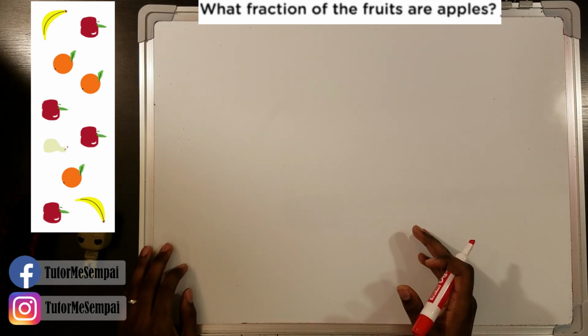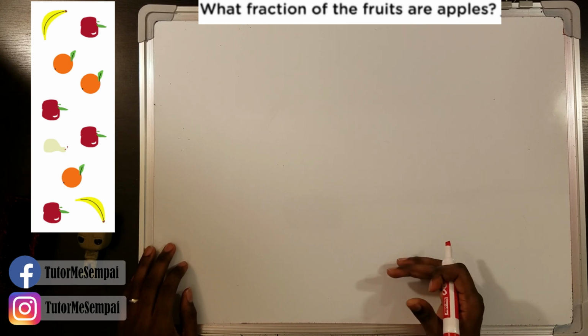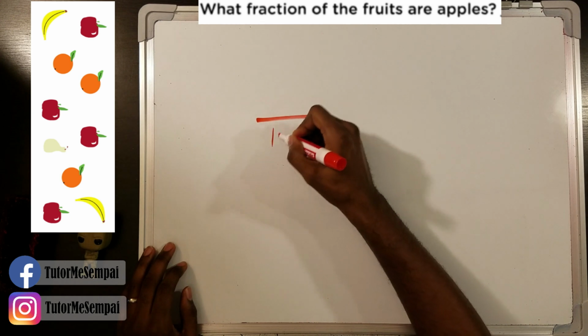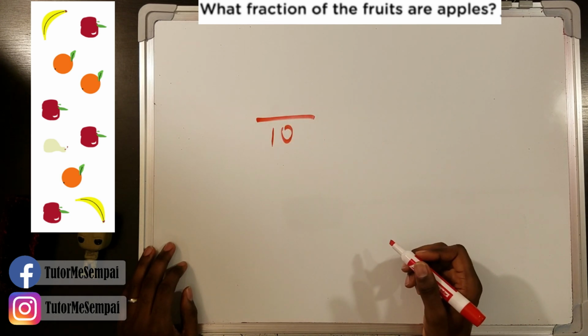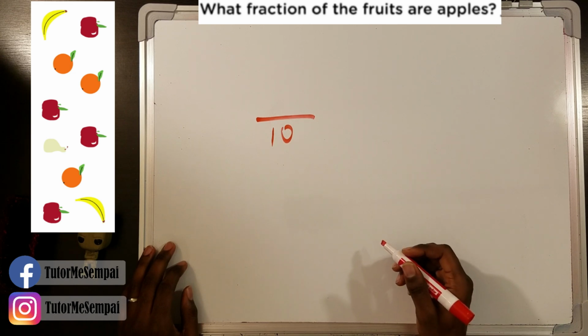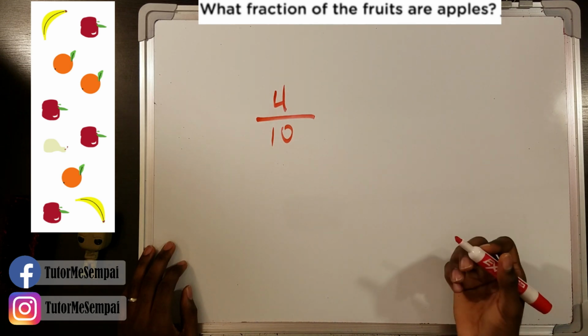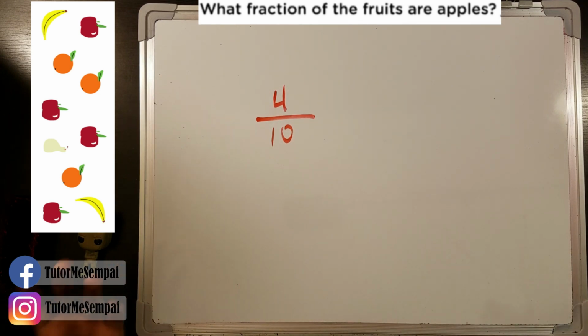How about if we want to focus on apples? Well, the number of fruit hasn't changed, right? So we still have 10 fruit total, but how many apples do we have? 1, 2, 3, 4. So we'll have 4 apples out of our total 10 fruit.